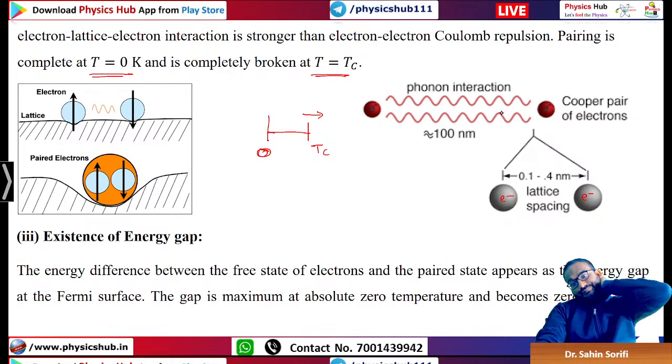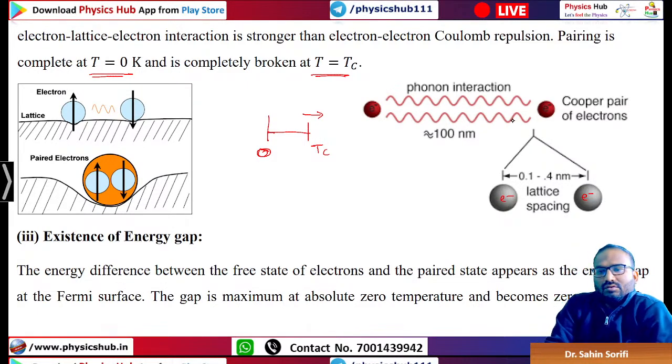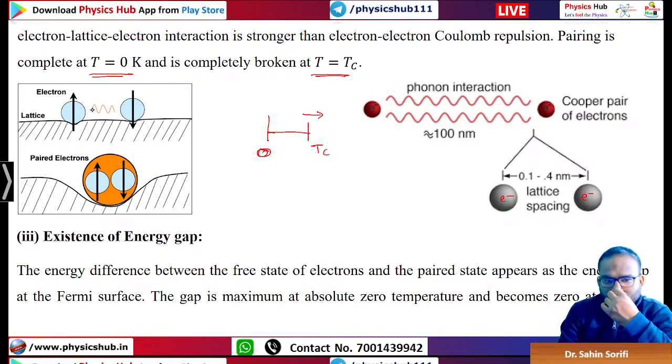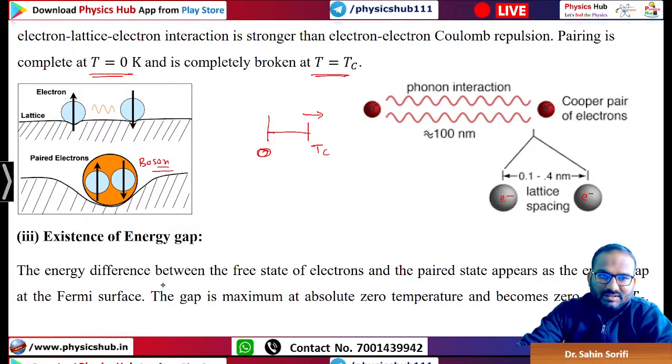Phonon interaction can go up to 100 nanometer. So the process of forming a Cooper pair is shown. One electron came, another electron came, they deform the lattice. They interact via the phonon exchange and they form a pair. You can see opposite spins, so the total spin is 0.